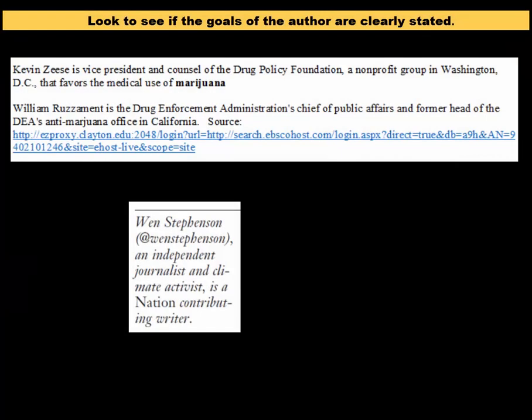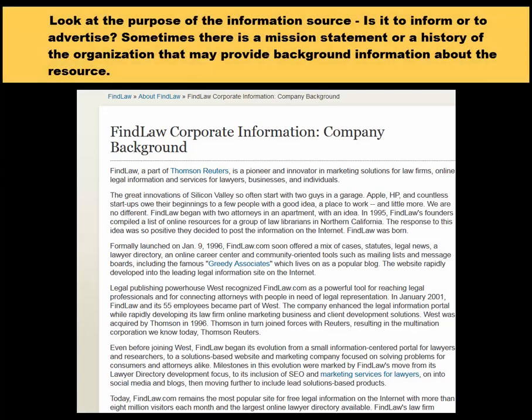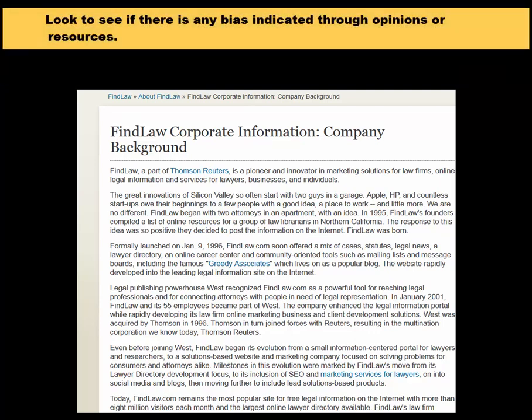Look to see if the goals of the author are clearly stated. Look at the purpose of the information source. Is it to inform or to advertise? Sometimes there is a mission statement or a history of the organization that may provide background information about the resource. Look to see if there is any bias indicated through opinions or resources.